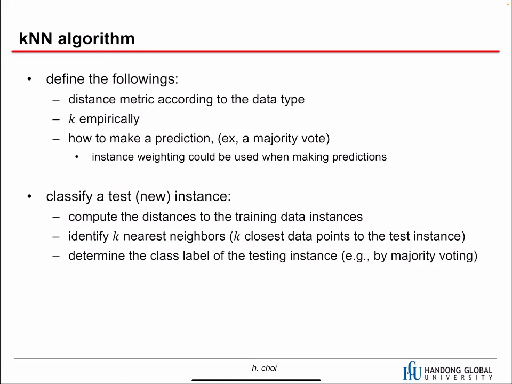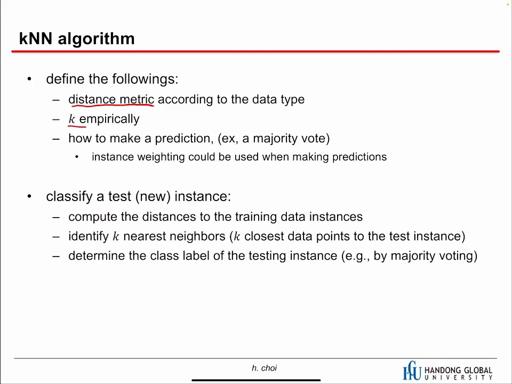Again, let's summarize this KNN algorithm. When we use the KNN algorithm, we have to define some numbers or methods. First, we have to define the distance metric. Basically, we can use a simple Euclidean distance, but that's not the only option. Sometimes we can use some Mahalanobis-based distance, sometimes geodesic distance, and sometimes some other distance, depending on the scenario, data type, and application.